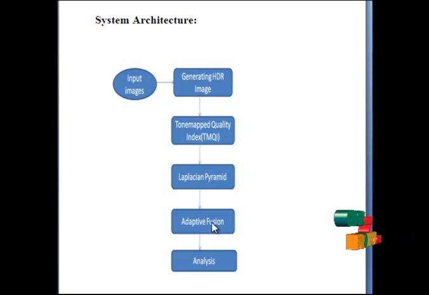Here the generated images are fused, and finally after the fusion we get the tone mapped images. The generated tone mapped image is passed to the analysis part. In analysis we are computing the MSE and PSNR value. MSE stands for mean square error and PSNR stands for peak signal to noise ratio.